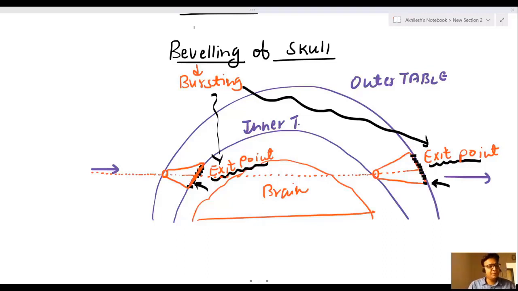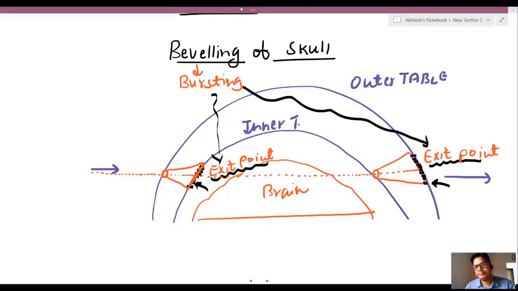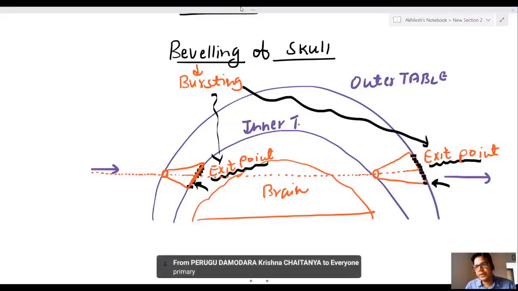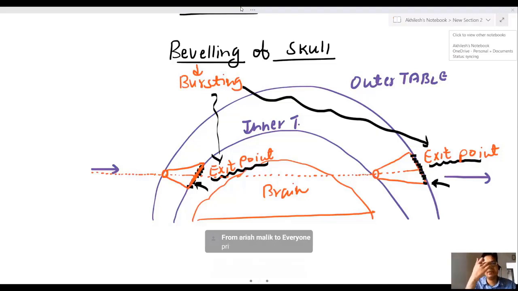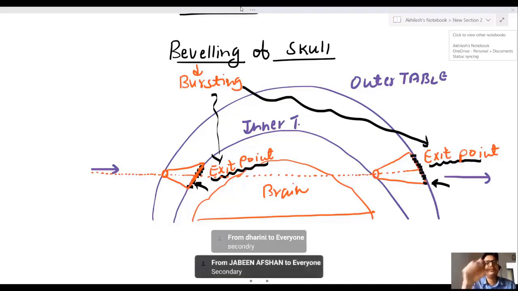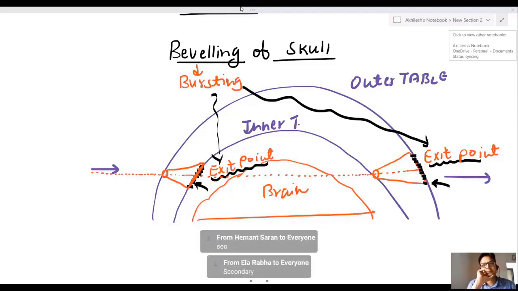Manufacturing company decides which marking of the bullet? Primary marking. Firearm fingerprint on the bullet is an example of primary marking or secondary marking? Okay, it is secondary marking.